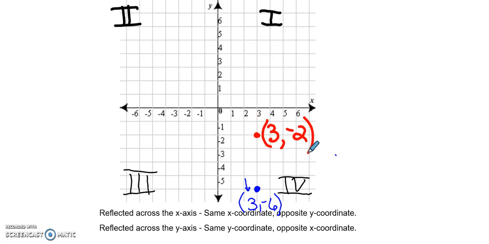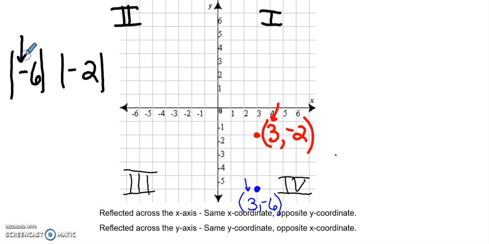And the blue point is at (3, -6). Remember, same x coordinate. So I now need to take the 2 y coordinates. I'm going to use the bigger digit first, and -6 is my y coordinate. -2 is my y coordinate on my other point. I'm going to take the absolute value of the 2 of them.